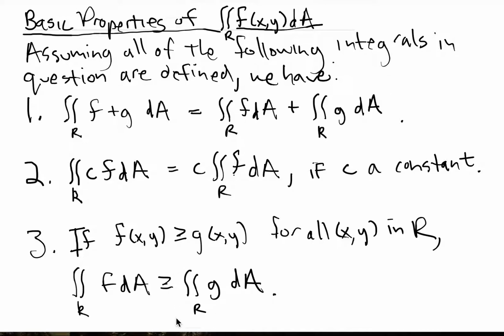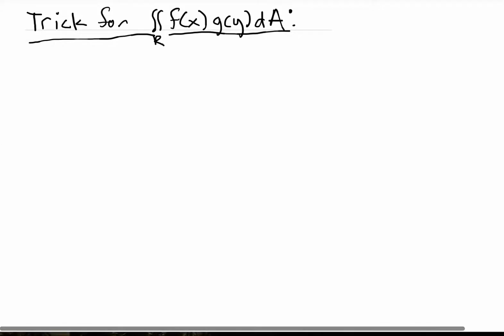Okay, let me see if I can pull something particularly useful out of this second case here, because not only do we get these nice algebraic properties, this second rule works in a couple more cases than you might expect. To highlight, we have a trick for if you've got a function of x multiplied by a function of y, and you want to integrate over that region.